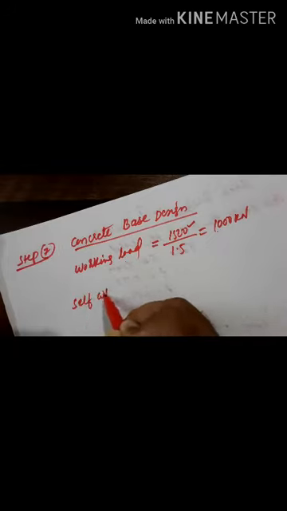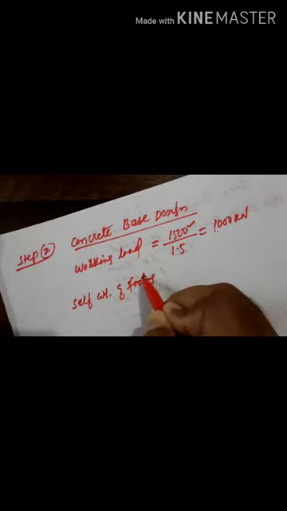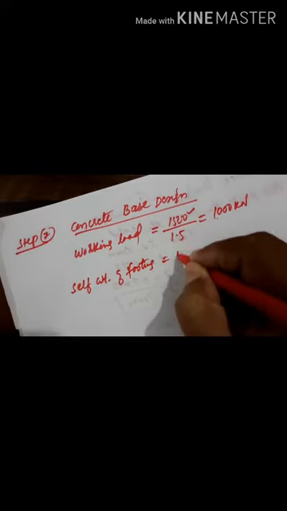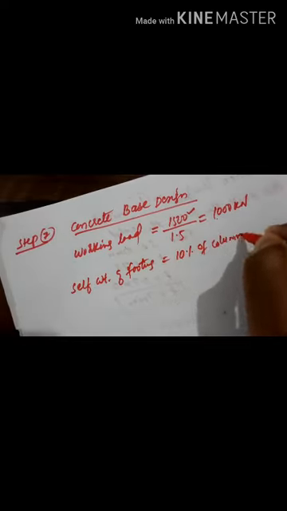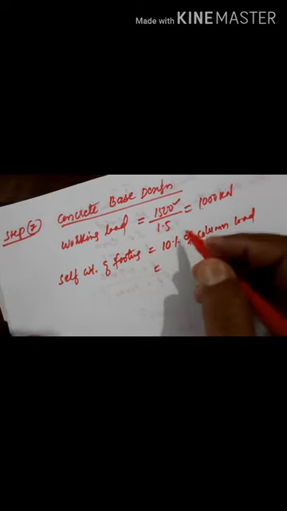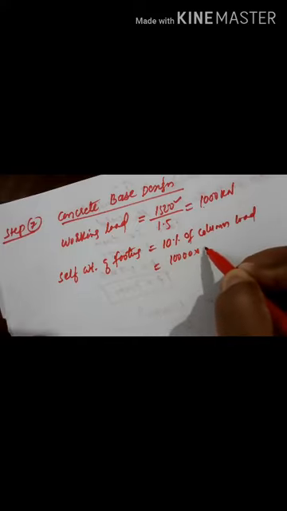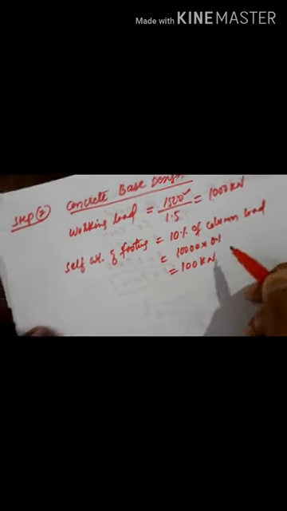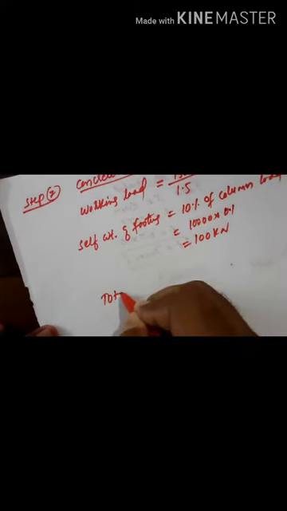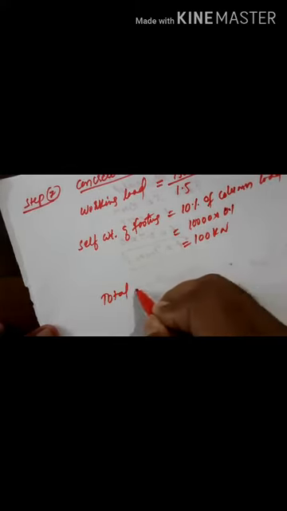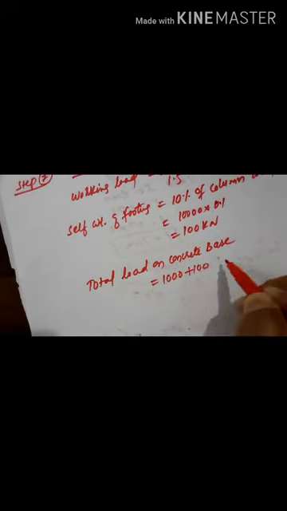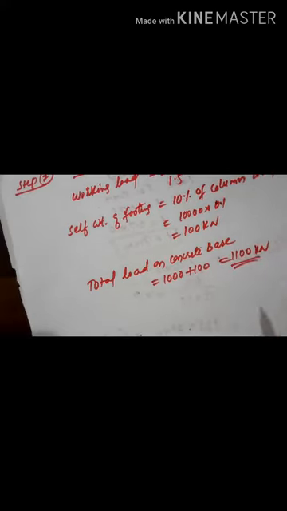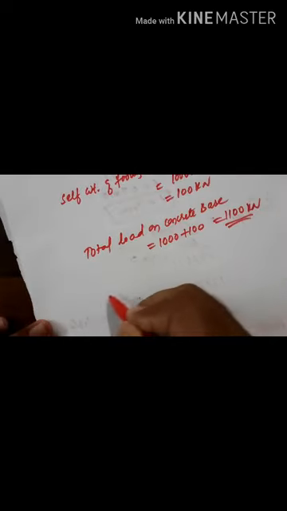Next, the self weight of footing is to be taken as 10% of the column load. Whatever the column load is, 10% of it, 1000 into 0.1, you will get 100 kilonewton as the self weight. Then the total load on the concrete base is 1000 plus 100, you will get 1100 kilonewton, the load coming on the concrete base.